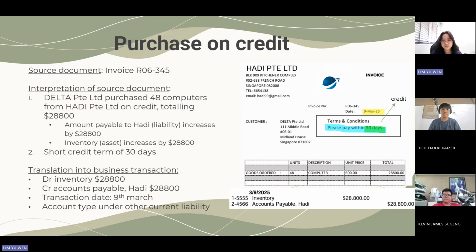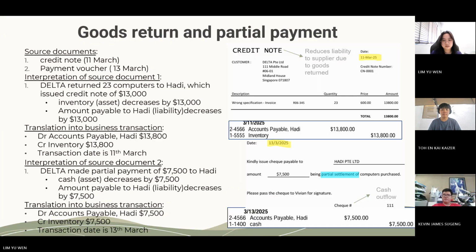After this, there were some adjustments to the supplier's account, including a return and a partial payment, as seen from this slide. The credit note on 11th of March shows that we returned 23 computers due to wrong specifications. Our supplier Hadi issued a credit note for $13,800, which reduces our inventory and also the amount we owe to him. We recorded this by debiting accounts payable and crediting inventory.